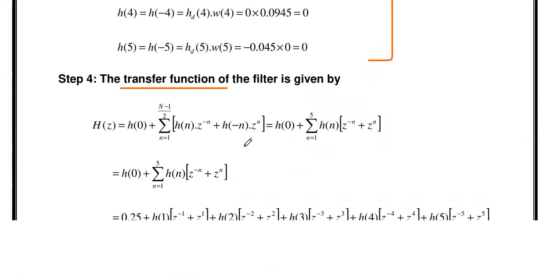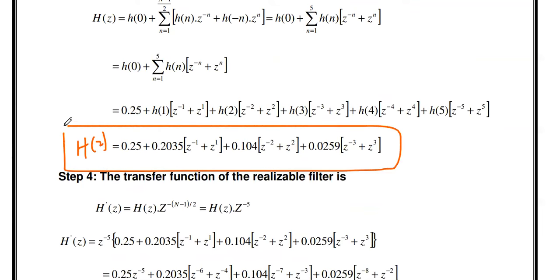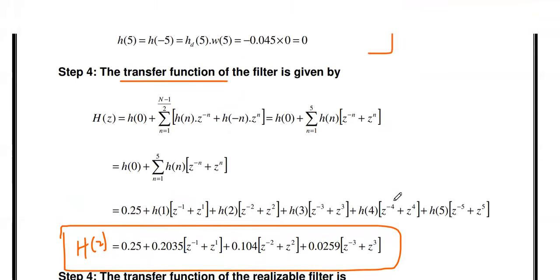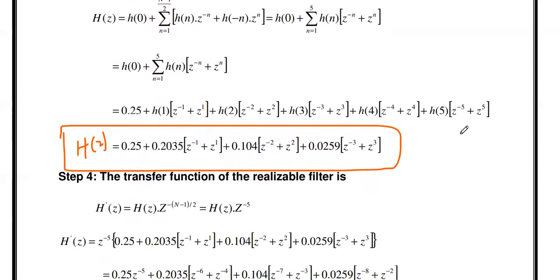Once you have calculated them, you take the transfer function. So you see, this is the h of z. The transfer function h of z is equal to 0.25 plus 0.2035 into this plus this into this. Here the h of 4 and h of 5 are 0, so the last two coefficients are neglected. And similar to the previous one, here also the h of z has the positive z term as well as the negative z term, so it's not physically realizable.